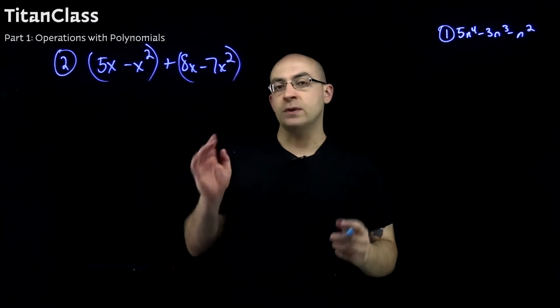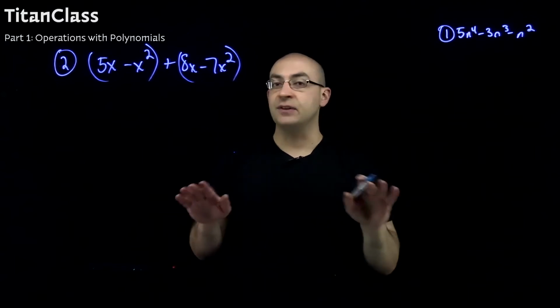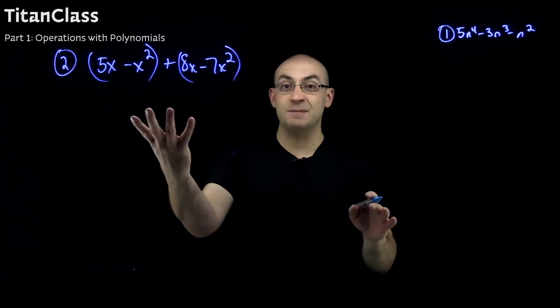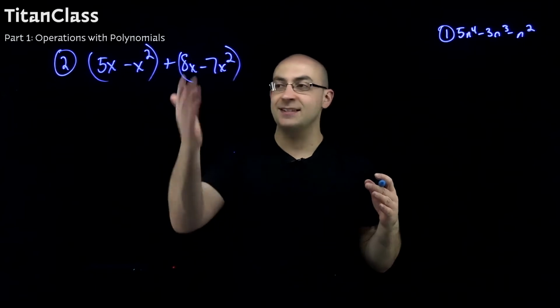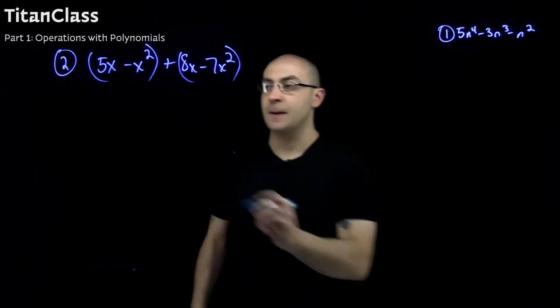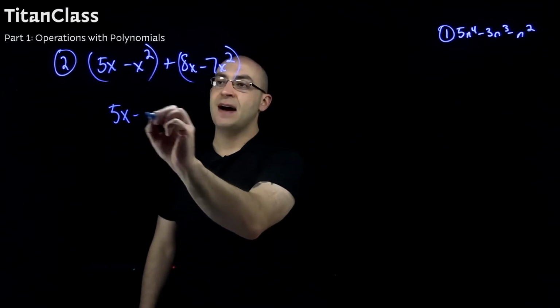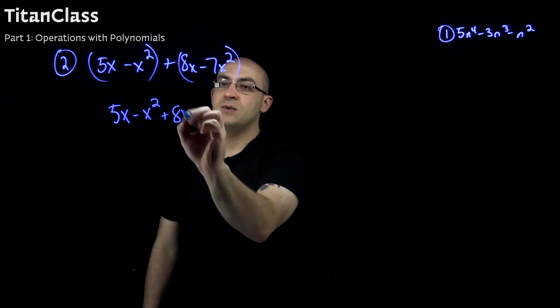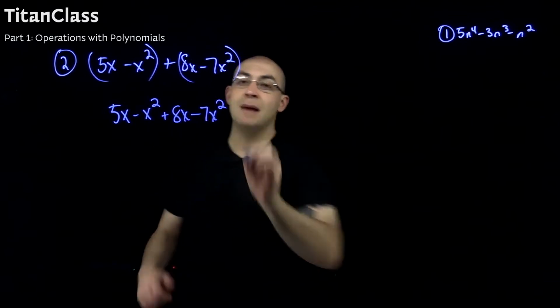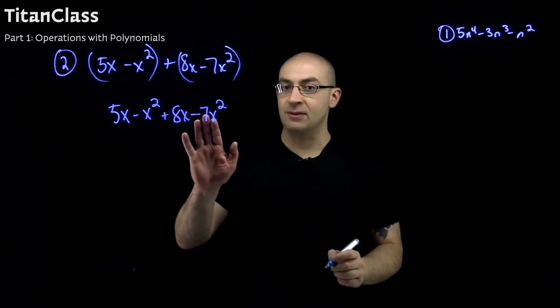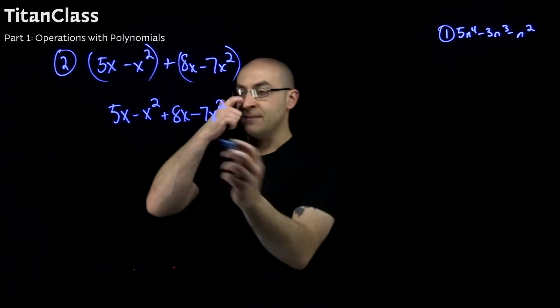Plus sign in the middle. When there's a plus sign in the middle, they never distribute, right? So the plus sign just means, well, I can drop the parentheses and just solve it or combine like terms from there. So let's drop the parentheses, 5x minus x squared plus x squared minus 7x squared. Remember, plus signs never distribute, only minus signs do. So let's combine like terms.